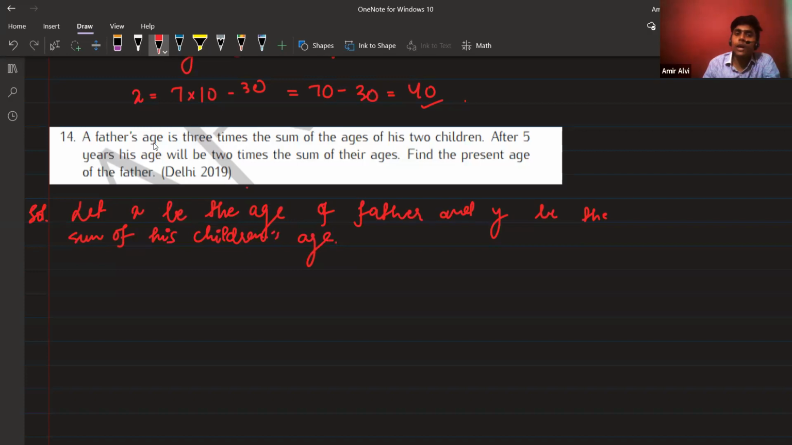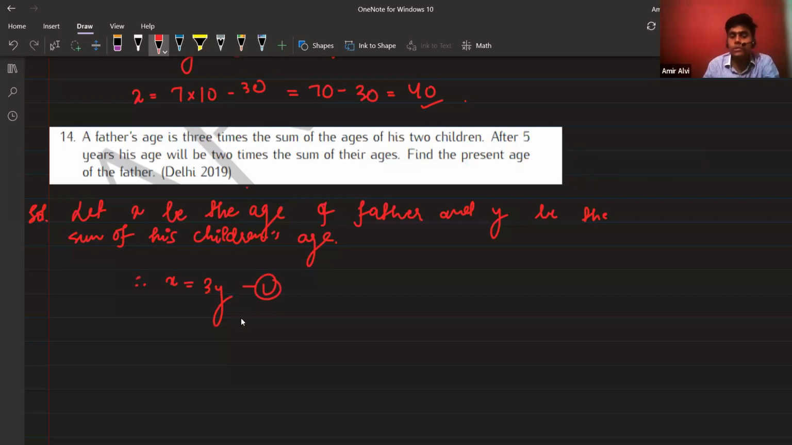So the question is saying the father's age is 3 times the sum of his children's ages. Now Hiba and Adil, tell me which one is greater? Father's age is greater or the sum of the children's ages? Father's age is greater. So in which variable are you going to multiply by 3, X or Y? Y. If you multiply it with 3, then you will be able to equate them, yes? Very good.